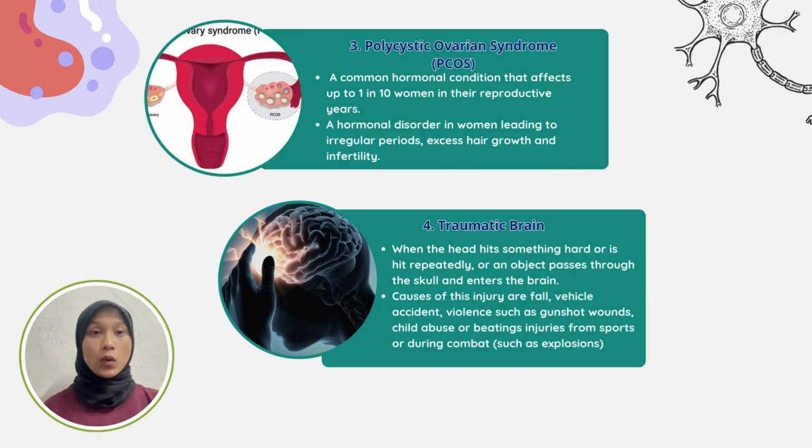The fourth is PCOS, polycystic ovarian syndrome, a common hormonal condition that affects up to 1 in 10 women in their reproductive years. It is a hormonal disorder in women leading to irregular periods, excess hair growth, and infertility. And the last is traumatic brain injury. It happens when the head hits something hard or is hit repeatedly, or an object passes through the skull and enters the brain. Causes of this injury are falls, vehicle accidents, violence such as gunshot wounds, child abuse, or injuries from sport or during combat, such as explosions.